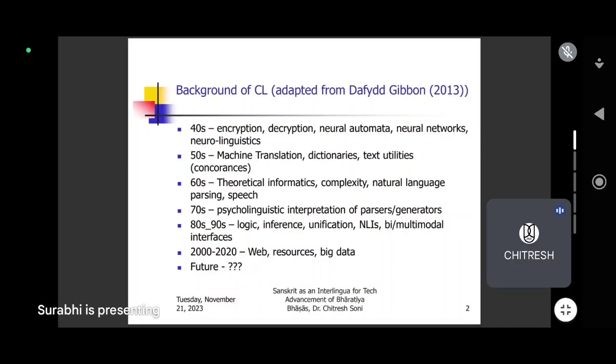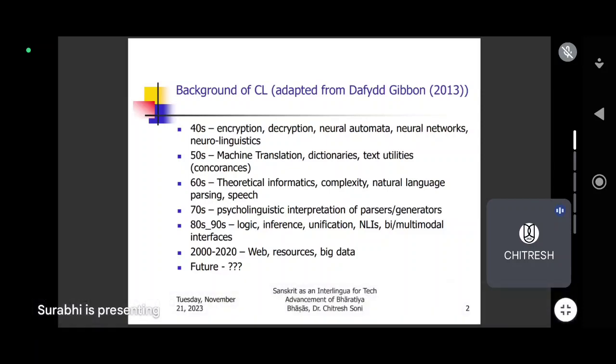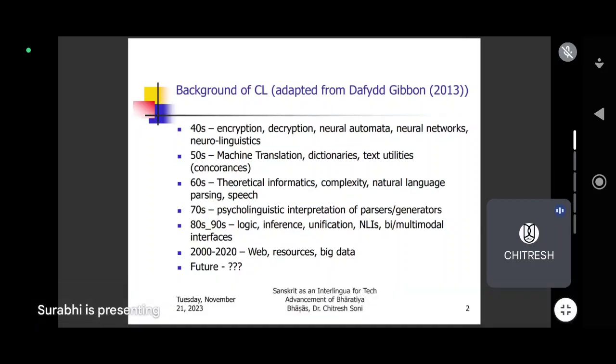Then in the 60s, theoretical informatics, complexity, natural language parsing, speech, this kind of activity started. Then in the 70s, psycholinguistic interpretation of parsers and generators, the new thing started. And in the 80s, logic, inference, unification, universal networking languages, and this kind of thing. Universal networking language for knowledge representation and natural language interfaces. What we are seeing, the pinnacle of these things, in ChatGPT and other things, analyzes natural language working as an interface between humans and a machine. So we move towards intelligent communication in this era.